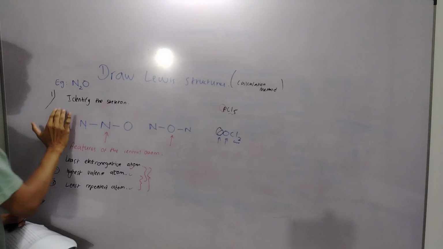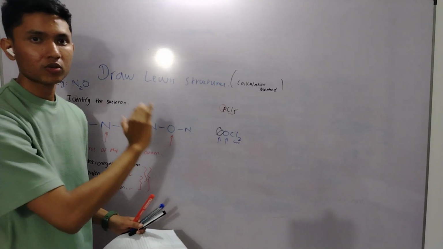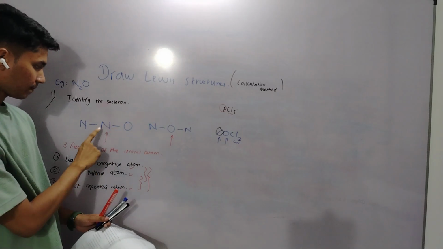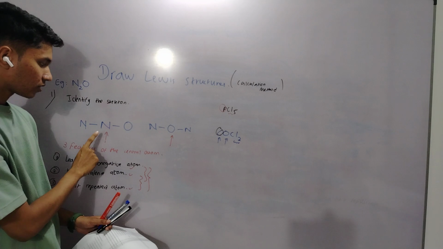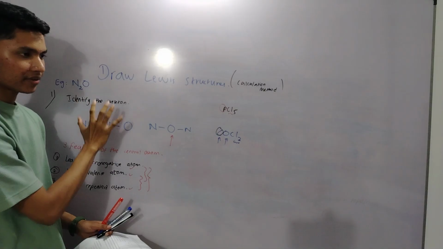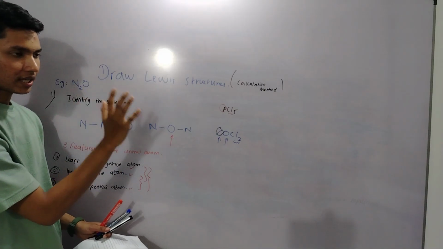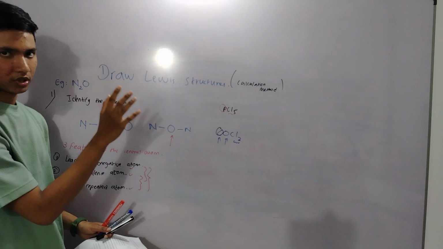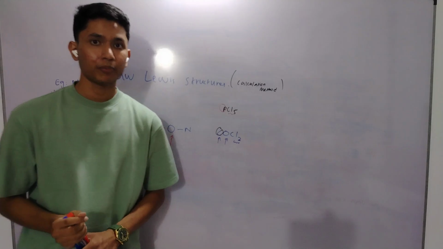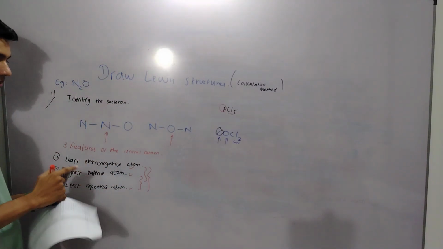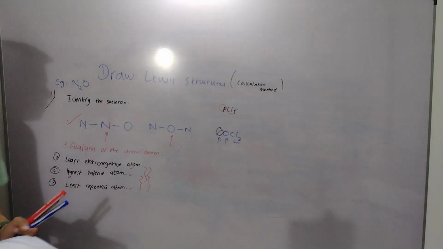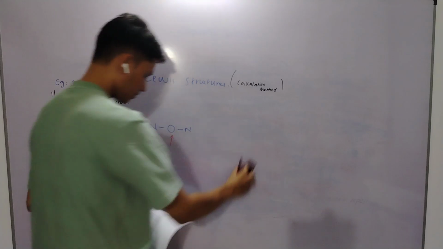Okay. First step is to identify the skeleton. So among these two, who is the most suitable structure? The middle atom has to be least electronegative. Among nitrogen and oxygen atoms, who will be the least electronegative? Nitrogen, because oxygen electronegativity is 3.5 and nitrogen is 3.0. So this will be the most suitable skeleton. Understood the first step? Now let's go to the second step.